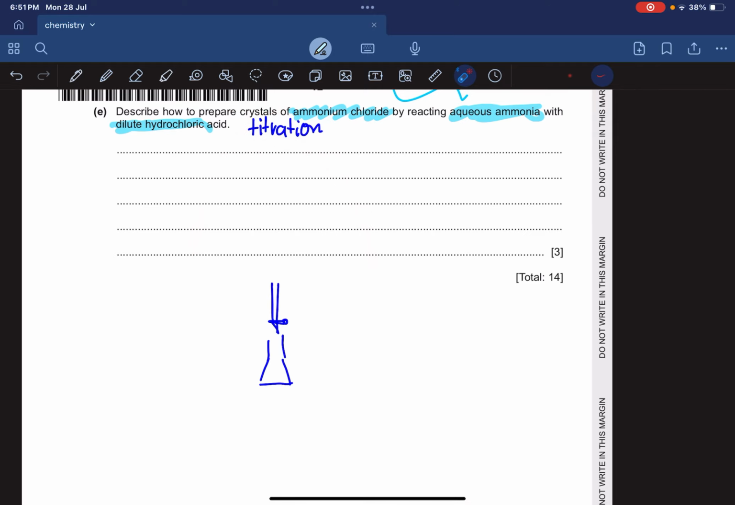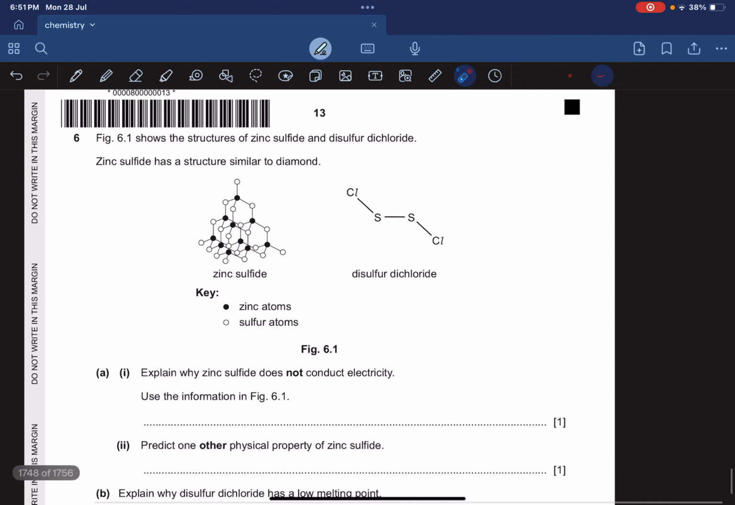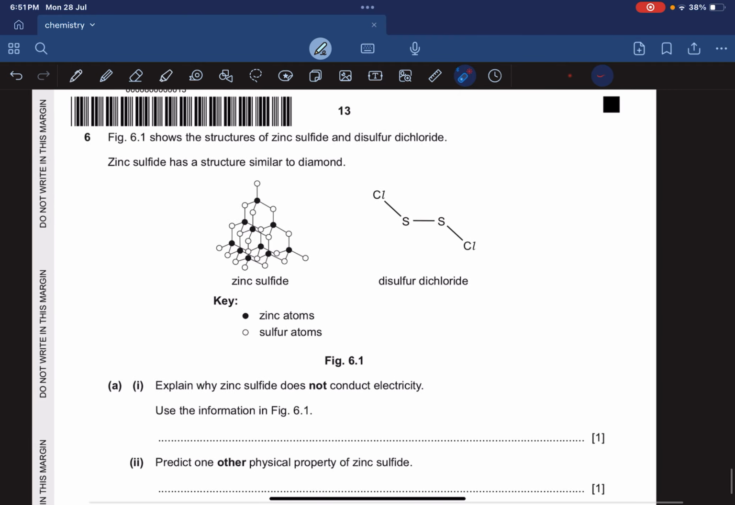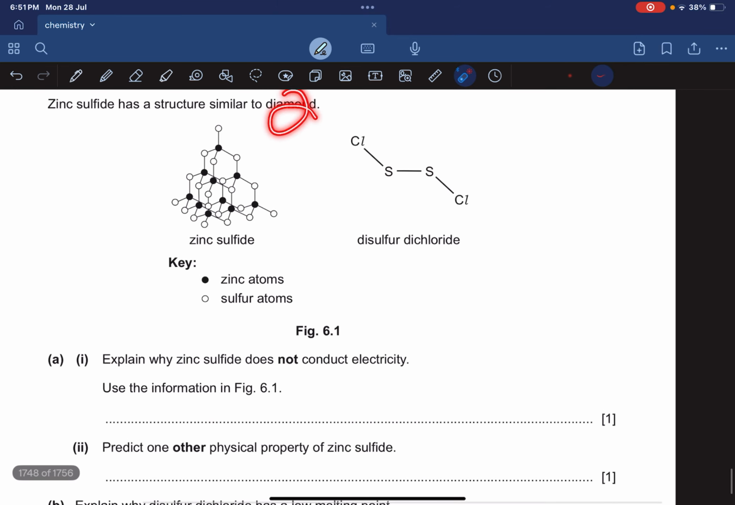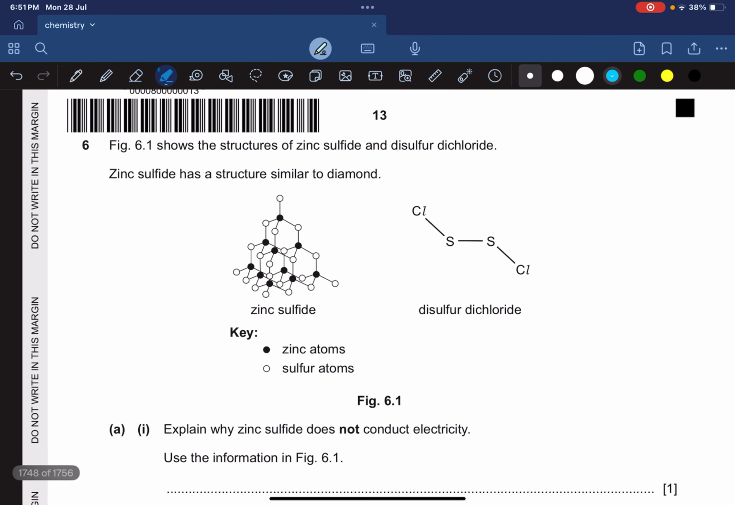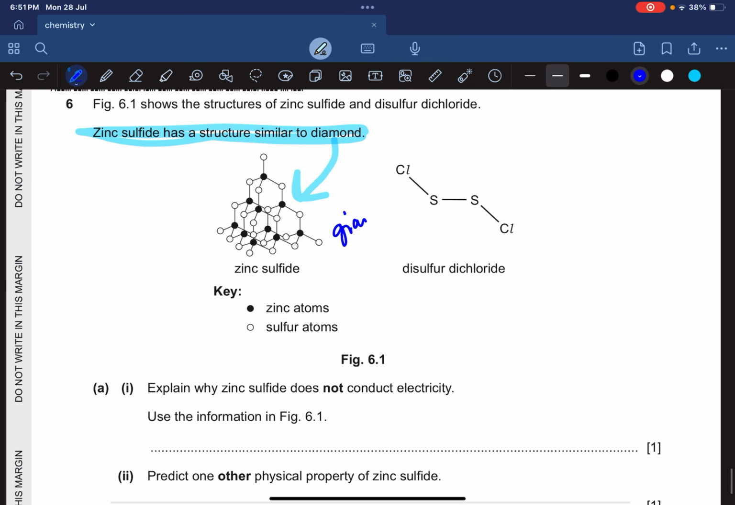You just have to write whatever I told you, just the steps. Next, figure 3.1 shows the structure of zinc sulfide and disulfur dichloride. Zinc sulfide has a structure similar to diamond. They've told us this to make us realize that this is a giant ionic compound.